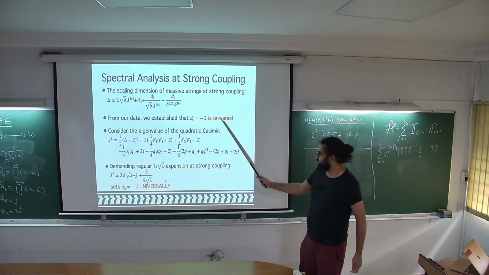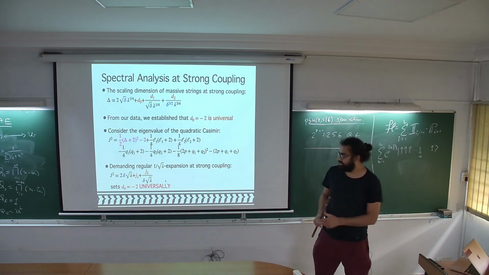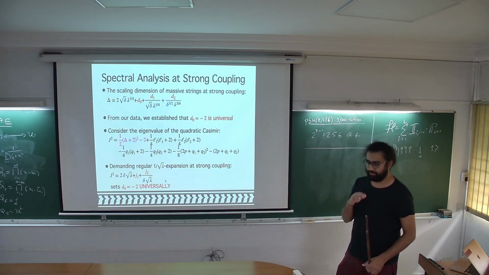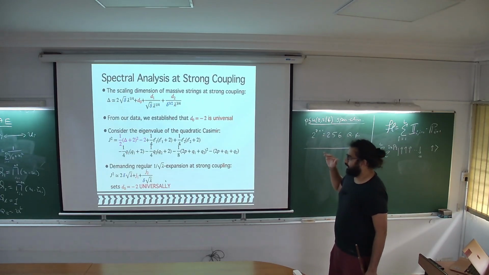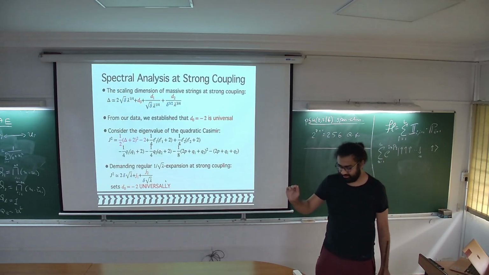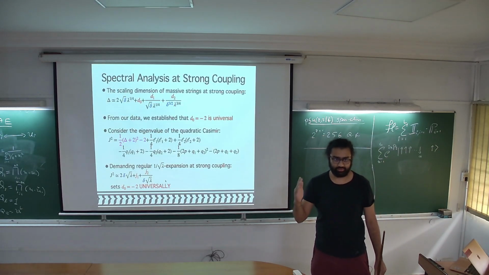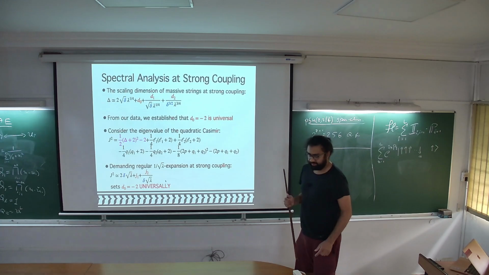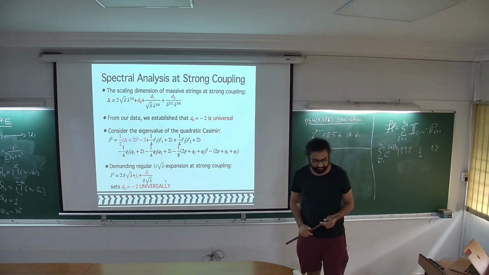The first surprising thing that we realized was that d naught, the constant, equals -2 and is universal. For all of the states that we considered, we see the strong coupling behavior with some string state, but they're all shifted by the same amount. The constant shift is the same, and we have some kind of explanation for it. The explanation is the following.